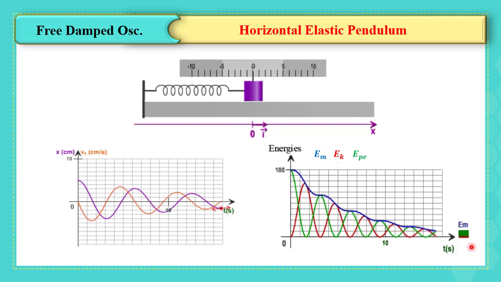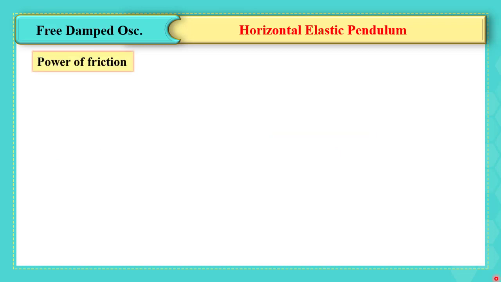Then the amplitudes of these energies decrease as a function of time, and so does the mechanical energy, which is the sum of both and represented with a blue curve. It decreases as a function of time due to the friction, where the work done by this friction is not zero anymore. What is this friction and its power?